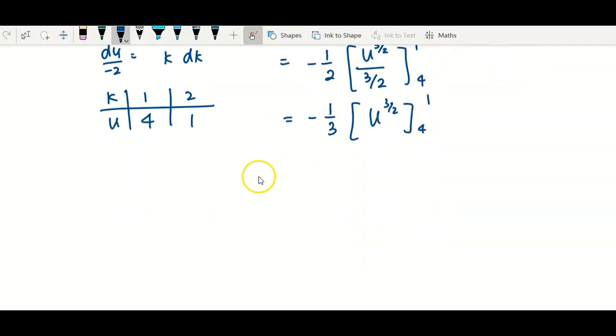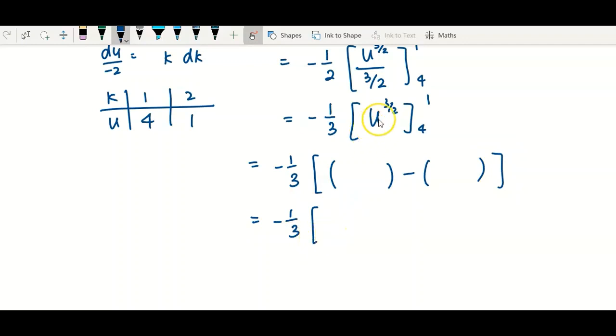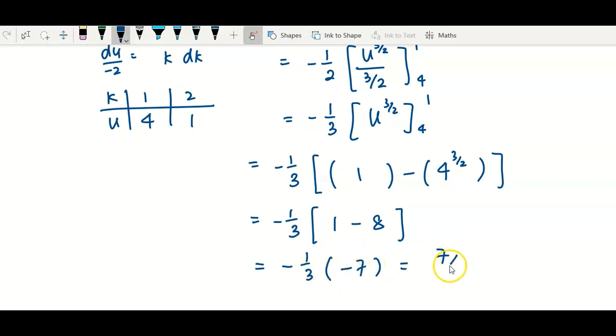Alright, then after that, negative 1 over 3 will be outside and provide 2 brackets. One is for the substitution of the upper limit, the other one is for the lower limit. Substitute the upper limit, you have 1 power of 3 over 2, still will be 1. And substitute 4 inside, you get 4 power of 3 over 2, 1 minus 8. Then you have negative 1 over 3 multiplied by negative 7, and the answer is 7 over 3.